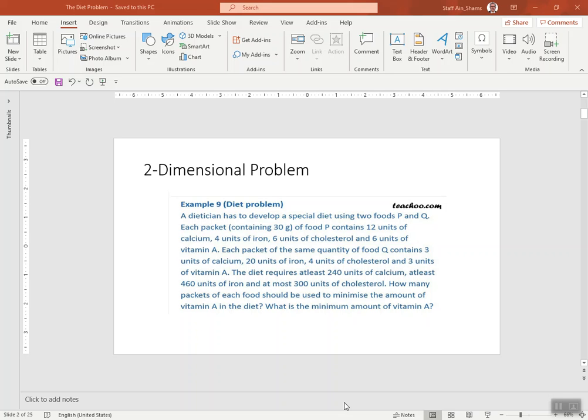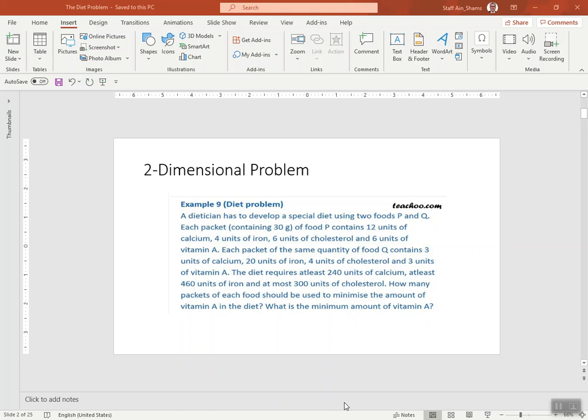The diet requires at least 240 units of calcium, at least 460 units of iron, and at most 300 units of cholesterol. How many packets of each food should be used to minimize the amount of vitamin A in the diet? What is the minimum amount of vitamin A?